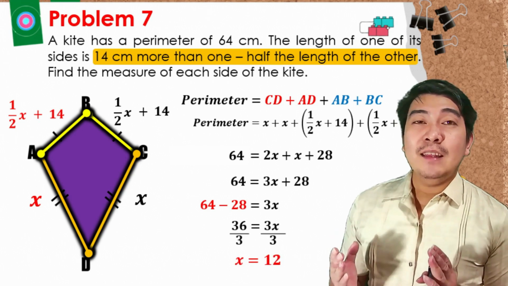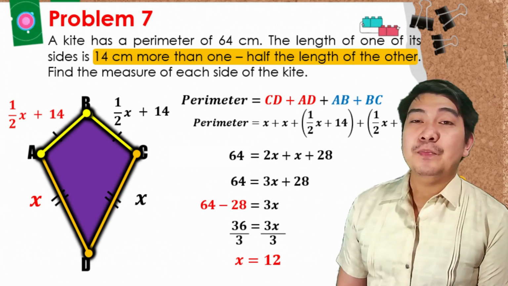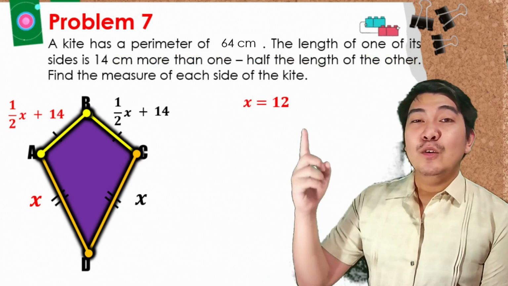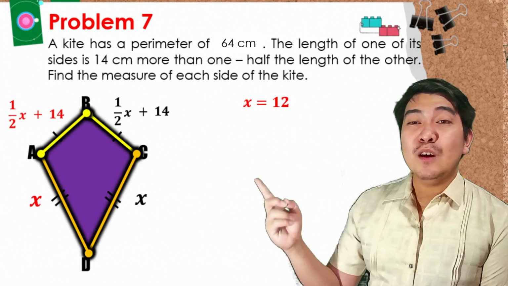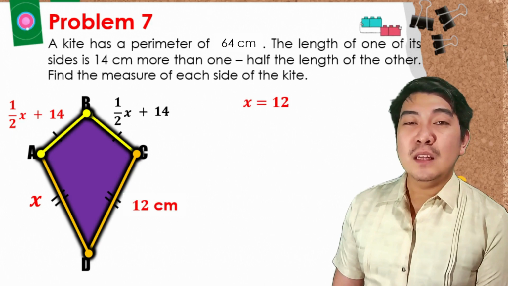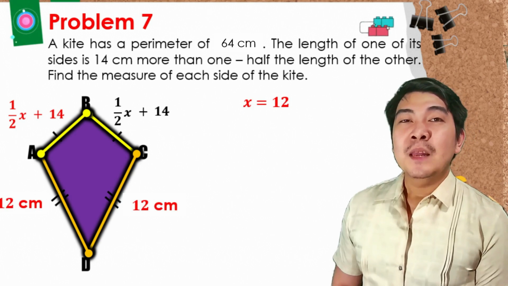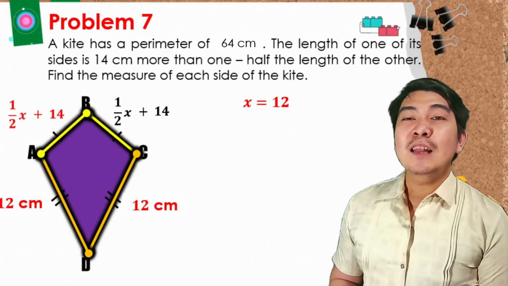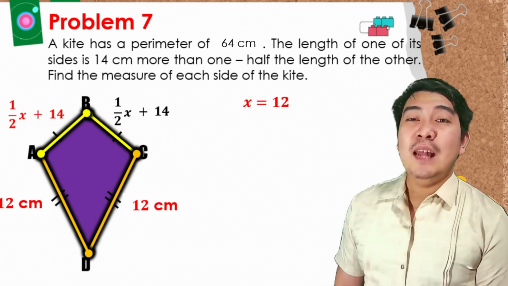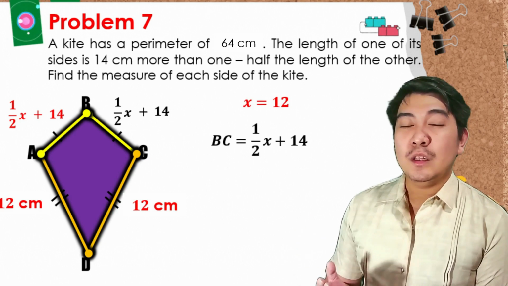We will not end here since we are asked to find the measure of each side of the kite. So out of the value of x, let us substitute it. The x stands for the length of CD and the length of AD. So automatically, we have the measure of CD, which is 12 centimeters, as well as the length of AD, which is also 12 centimeters. The remaining problem will be the length of AB and BC. So let us substitute it into one of the lengths. Let us have BC. BC is equal to 1/2 x plus 14.